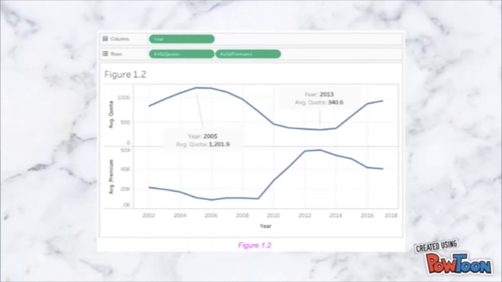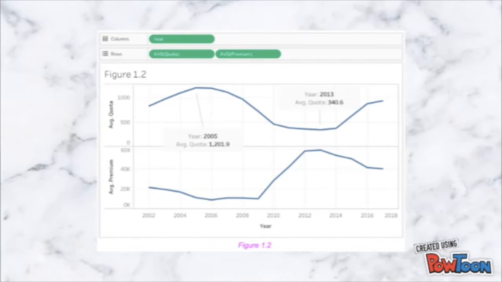We duplicated sheet figure 1.1 and dragged the premium measure to rows, next to average quota. Then we changed the measure from sum to average to ensure a consistent and accurate data analysis. Looking at the bigger picture in this figure, we can see that quota and premium have an inverse relationship. In 2013, it has the lowest average quota, where premium is very high. Hence, it's better to purchase COE in year 2005, where average quota is at the highest and average premium is low.